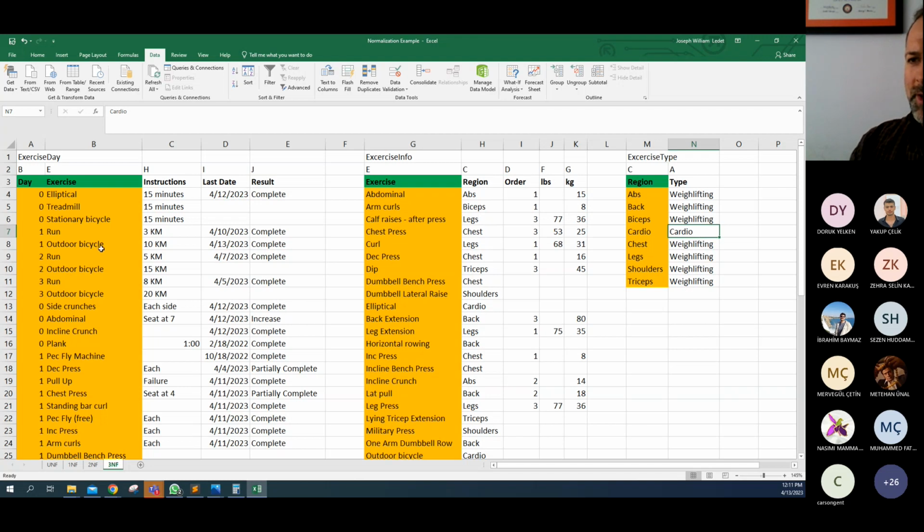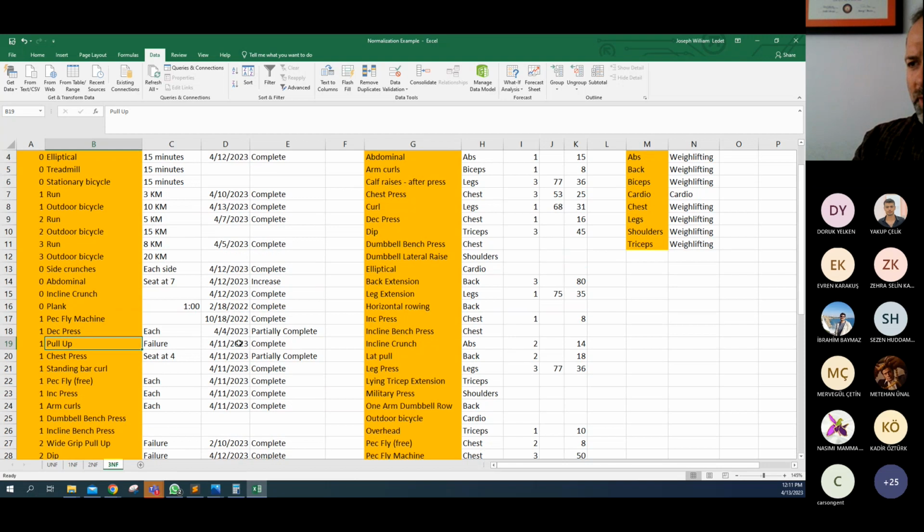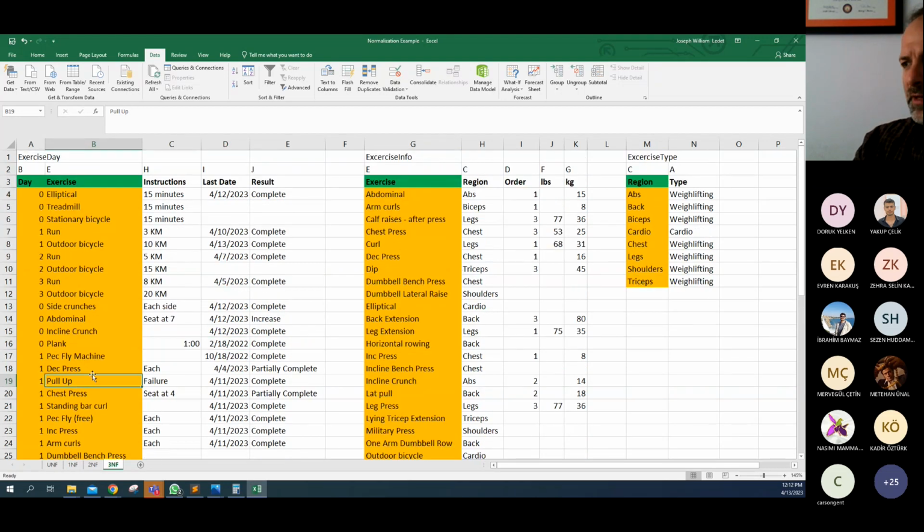Or if I were to say to my friend, I'm gonna do a chest press, or I'm gonna do a pull-up today, right? Well, I can say I did it last on the 11th of April, and what body region does that affect? Like, what body region is the pull-up?